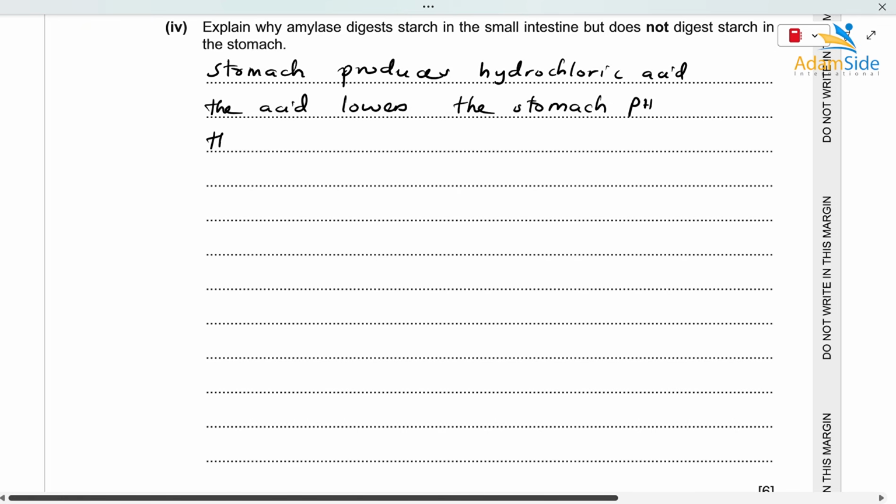Okay, then the low pH damages the amylase enzyme. All right, you know, pH is one of the factors that affect enzyme activities. If the pH is not suitable, it can actually destroy the enzyme.